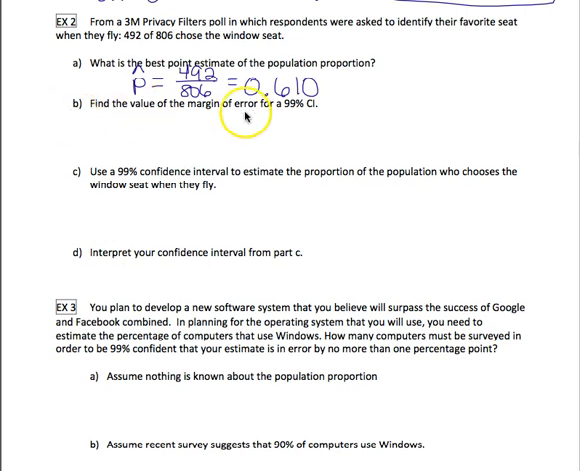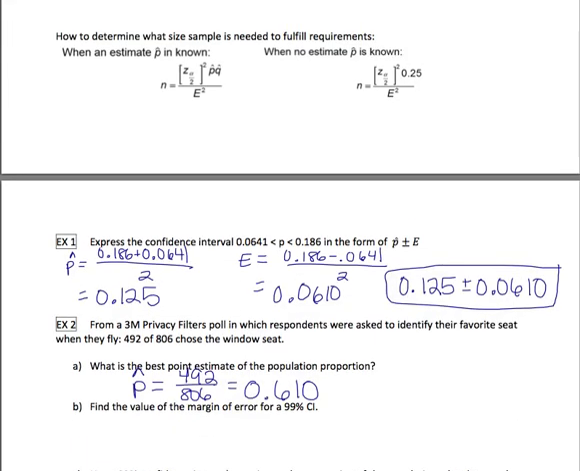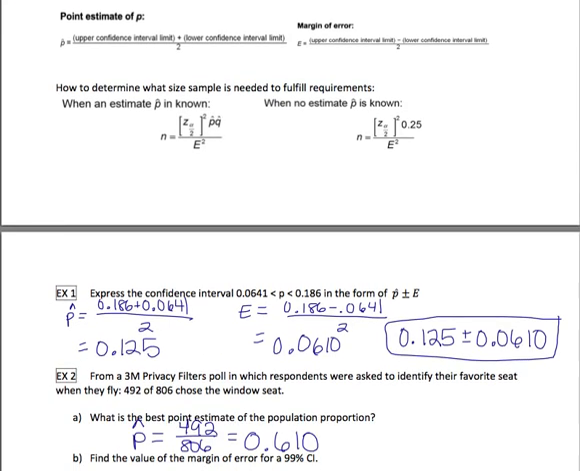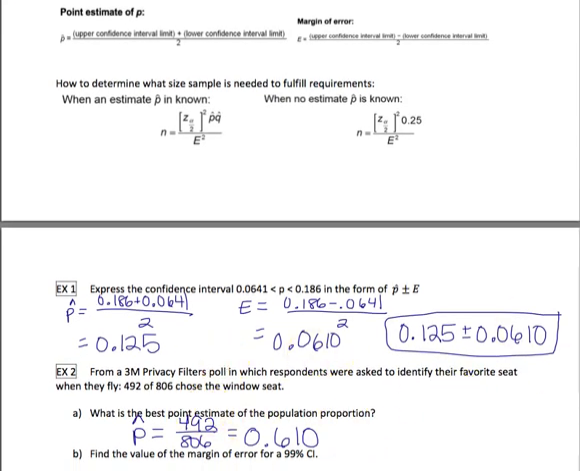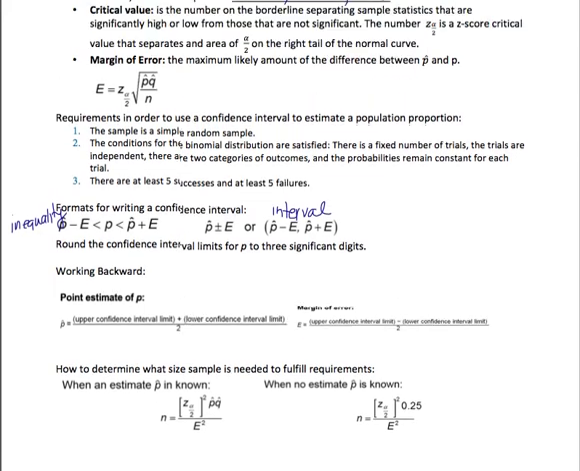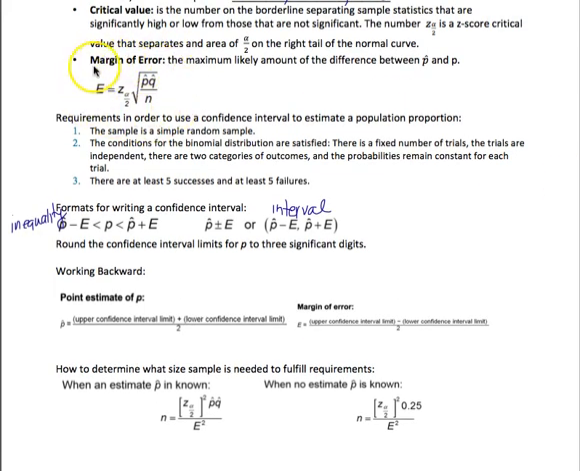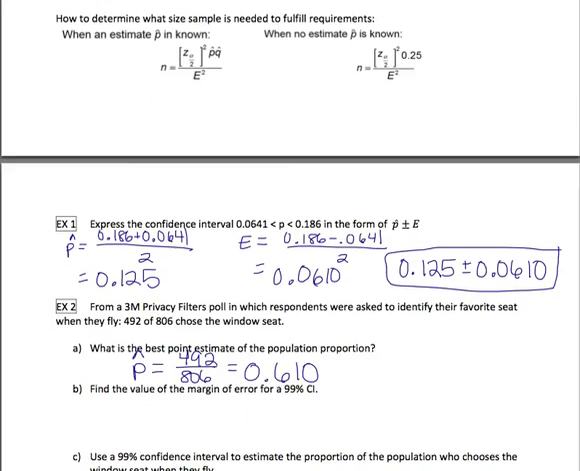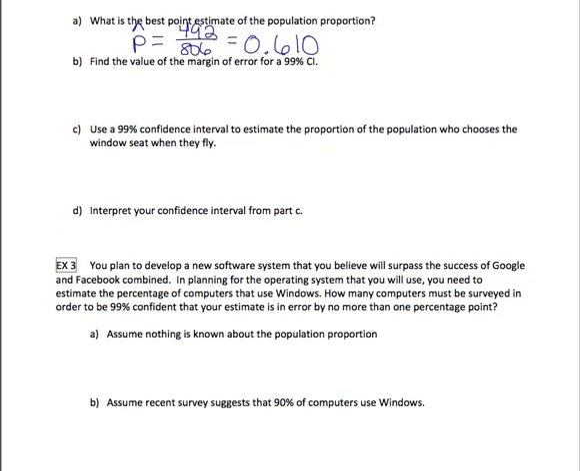Next one, find the value of the margin of error for a 99% confidence interval. So margin of error formula, when I don't have the confidence interval already, which here clearly I do not. So I'm going up and I'm going to be using this formula. So I need z sub alpha over 2, I need p hat, q hat, and n. So z sub alpha over 2 is the one I'm going to have to find first.